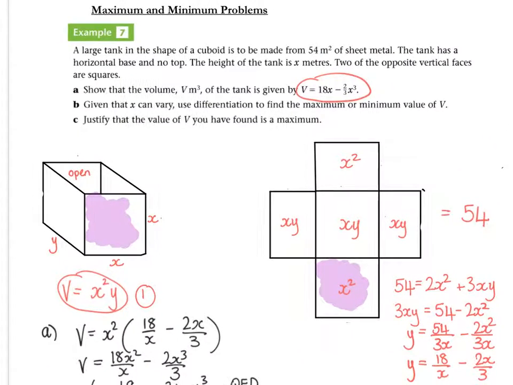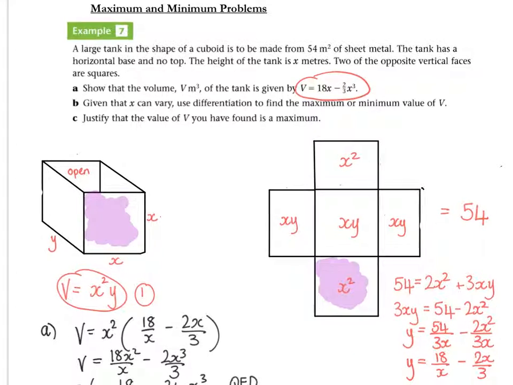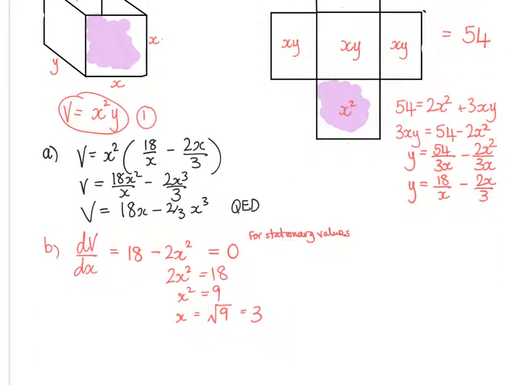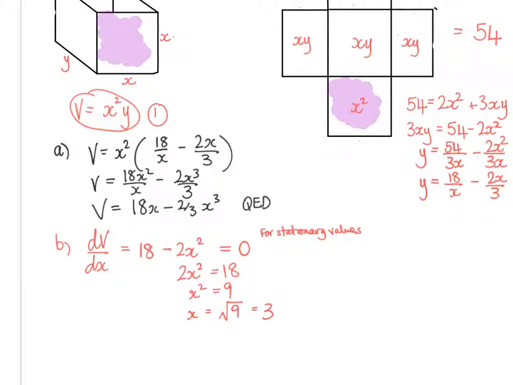So looking back at the question, given that x can vary, use differentiation to find the maximum or minimum value of v. So we want Vmax, and Vmax happens when x is equal to 3, and we substitute it into the equation, so 18 times 3, minus 2/3 times 3 cubed, and the maximum volume is 54 minus 18, which is 36 centimetres cubed.